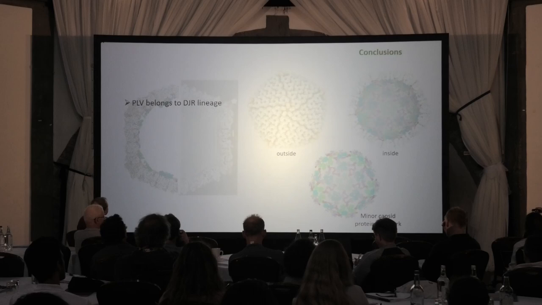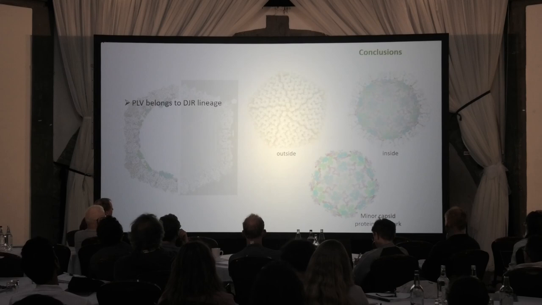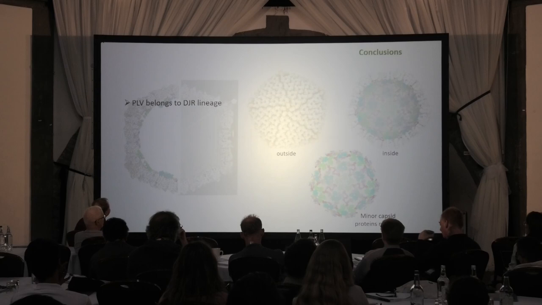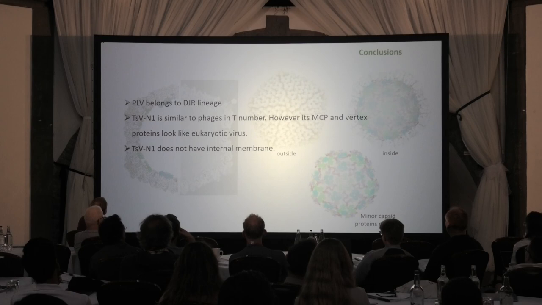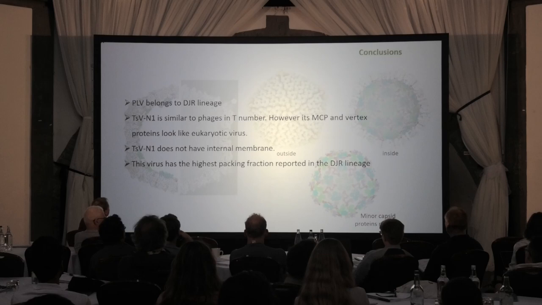In conclusion, the polinton-like virus belongs to the double jelly roll because the major capsid protein folds in two beta barrels, and TSD1 is similar to the bacteriophages in T number. However, the minor capsid protein and the vertex protein look more similar to eukaryotic viruses. TSD1 doesn't have an internal membrane, and this virus has the highest packing fraction reported in a double jelly roll lineage. And there is a complex minor capsid protein network in this virus. Thank you for your attention.